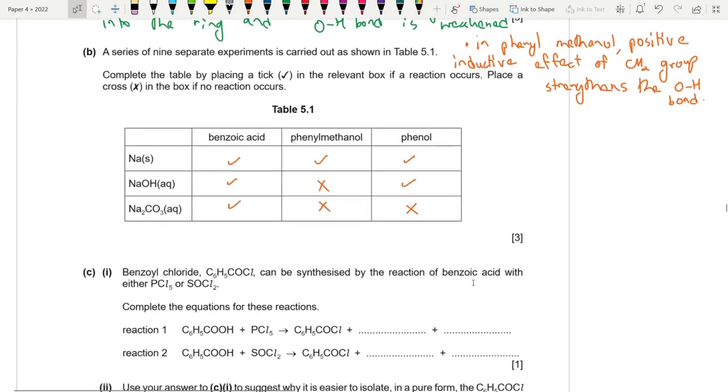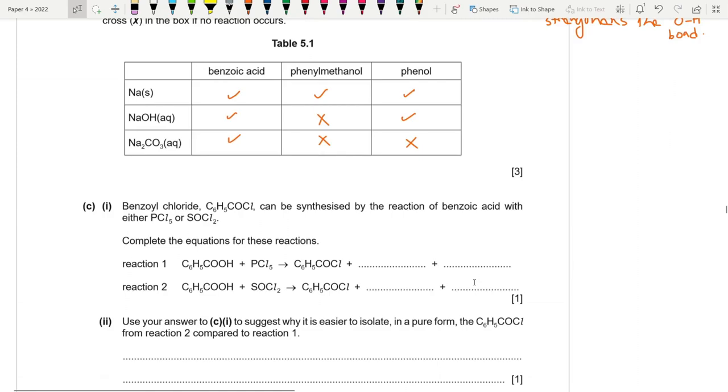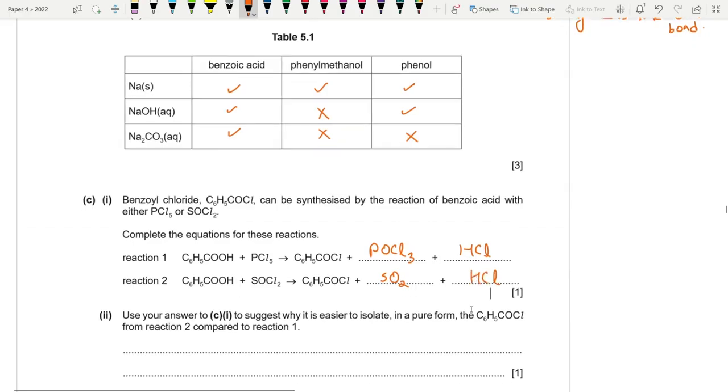Very common question, okay? So they want us to write this reaction with PCl5 and SOCl2. So we know that we are going to get acyl chlorides, but we want the byproducts, okay? So here in PCl5, this occurs at room temperature, both of them actually. We get phosphoryl chloride, POCl3, and the byproduct as HCl. Here, with thionyl chloride, we're going to get sulfur dioxide gas and HCl, okay?